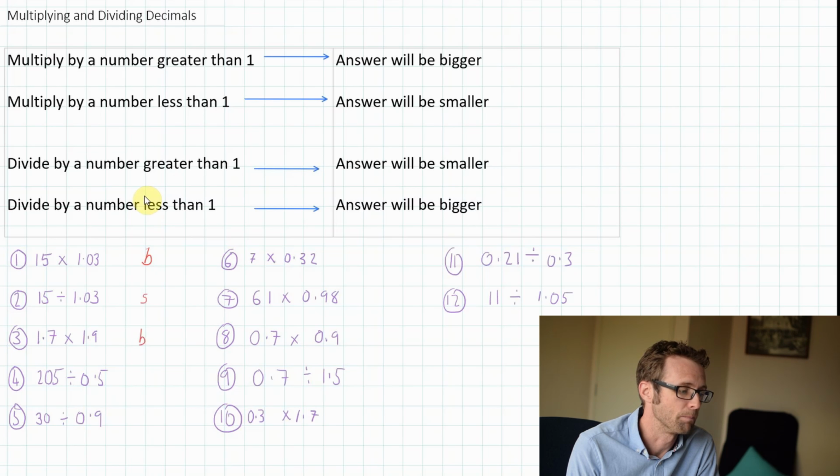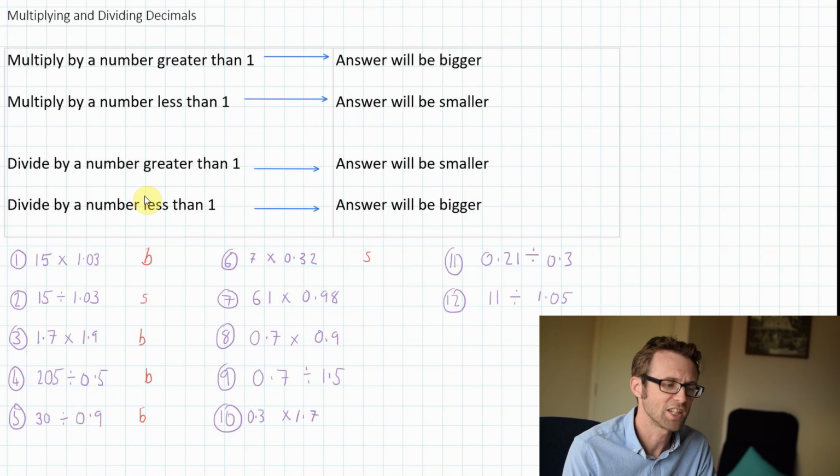Now I've got 205 and I'm dividing by 0.5, so I'm dividing by a number smaller than 1, so my answer is going to be bigger. Now in this one, I'm dividing by a number that is smaller than 1, so my answer will be bigger than 30. Number 6, I've got 7 and I'm multiplying it by a number that's smaller than 1, so my answer will be smaller than 7.